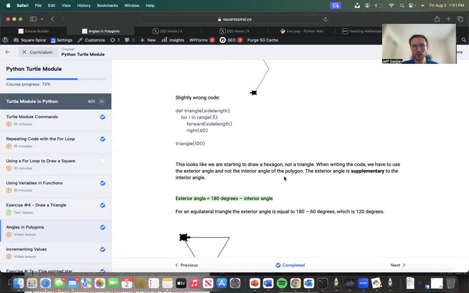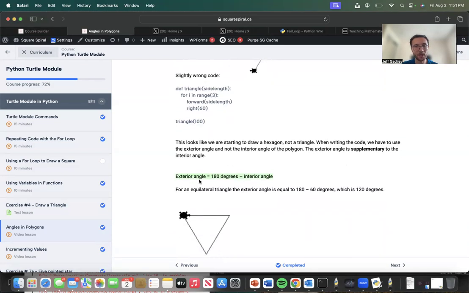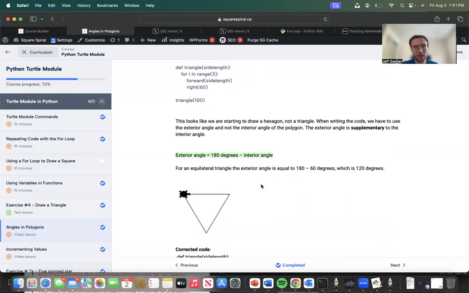So when writing the code, we have to use actually the exterior angle and not the interior angle of the polygon. So the exterior angle is supplementary to the interior angle. So if we want to calculate the exterior angle, we would take 180 degrees and subtract the interior angle. So for any equilateral triangle, the exterior angle is equal to 180 minus 60 degrees, which is 120 degrees.